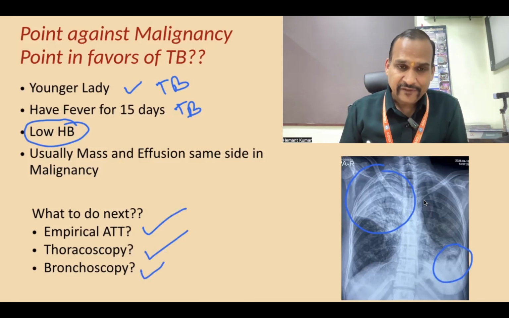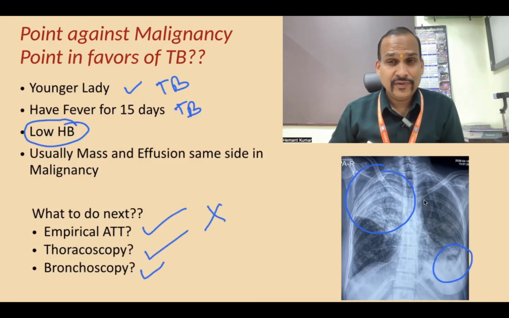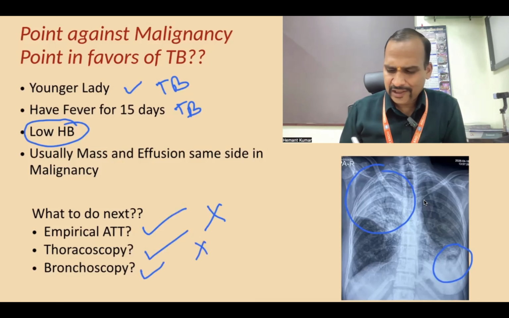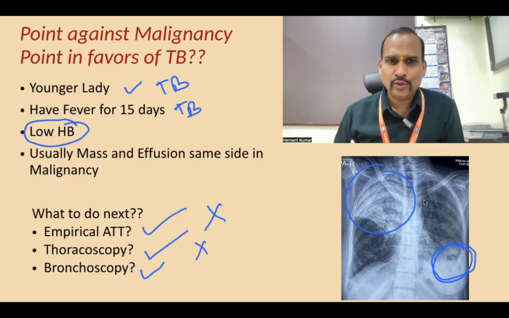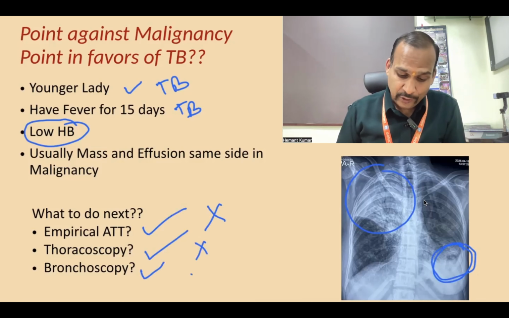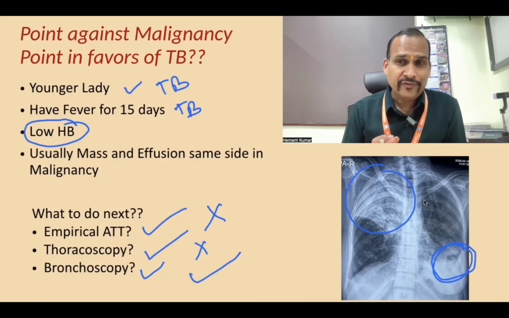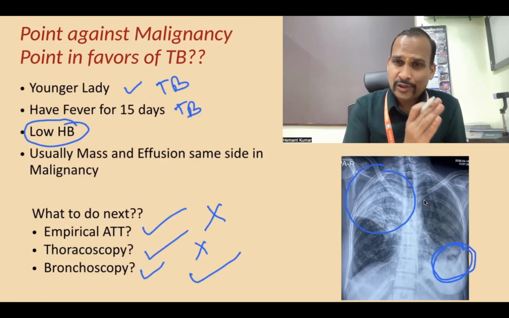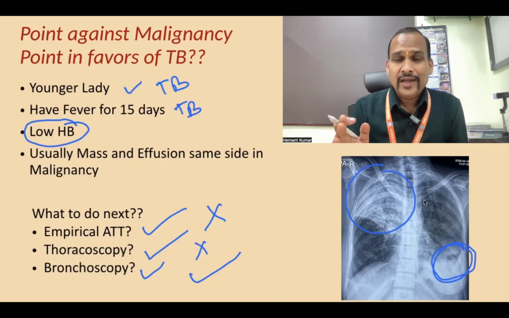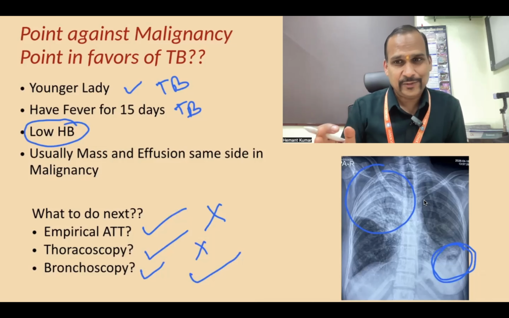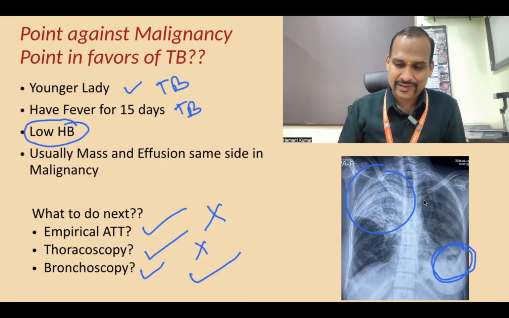So empirical ATT, definitely no. We will not start ATT because we have to do further workup to confirm the diagnosis. Thoracoscopy, there's only minimal pleural effusion, so we are not going to do thoracoscopy. We should do bronchoscopy. Why? Because with bronchoscopy, we can rule out any intrabronchial growth or intrabronchial mass, and we can take bronchoalveolar lavage for GeneXpert for definitive diagnosis.